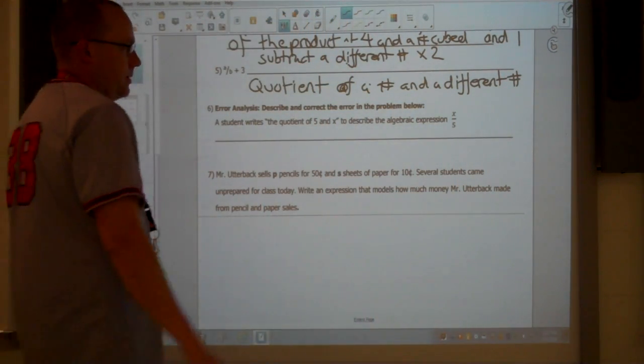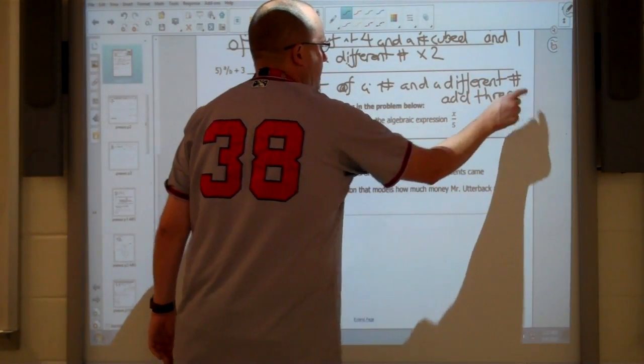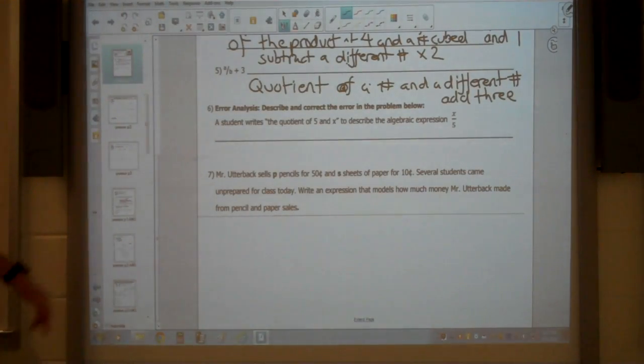And then at the end of the question, it says we're going to add 3. So just put add 3. And I will put it in letters this time to show you what it's supposed to look like.